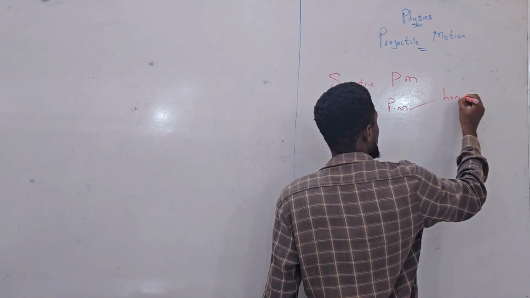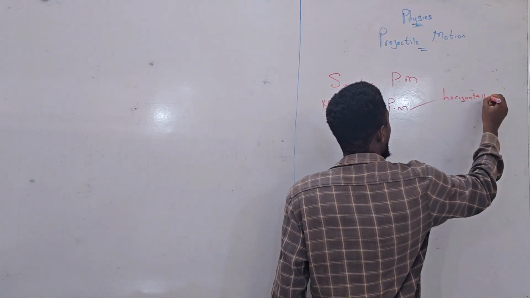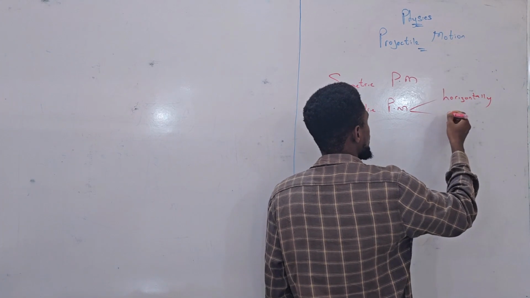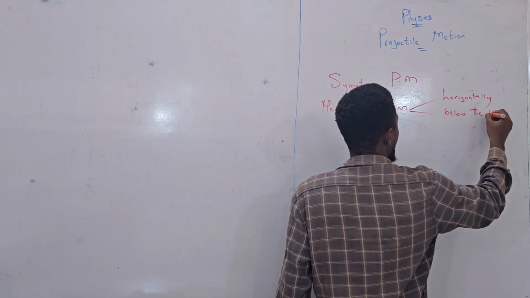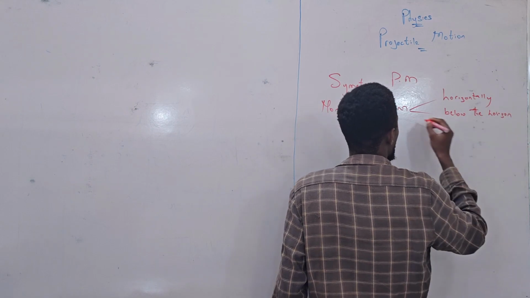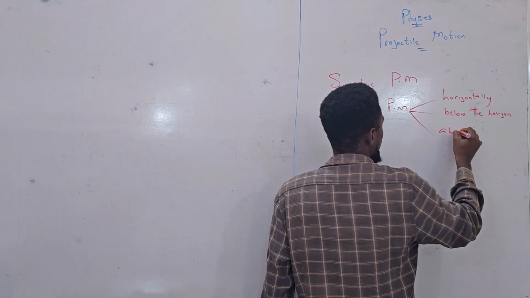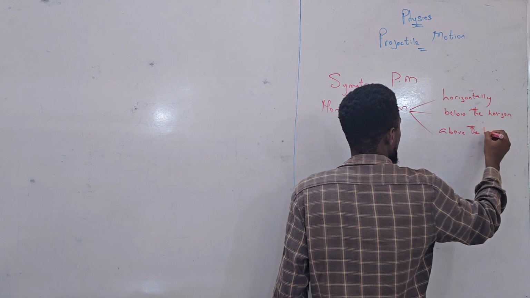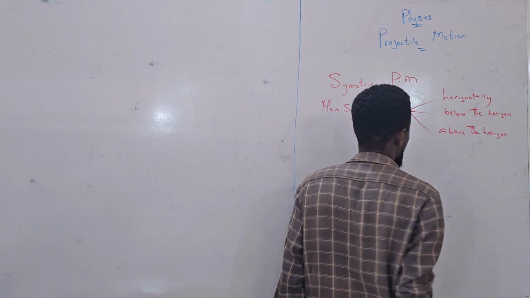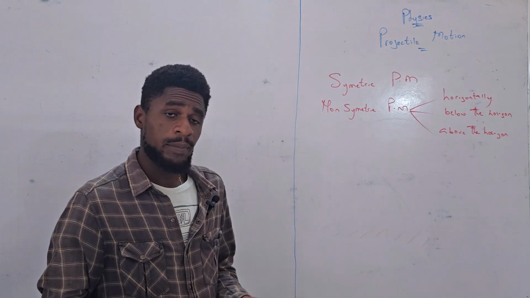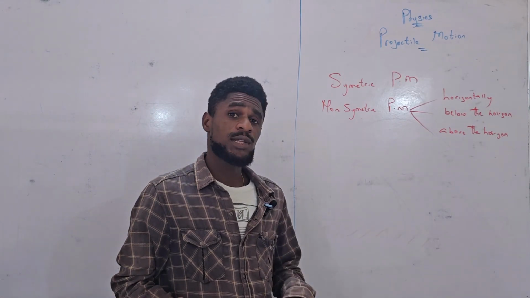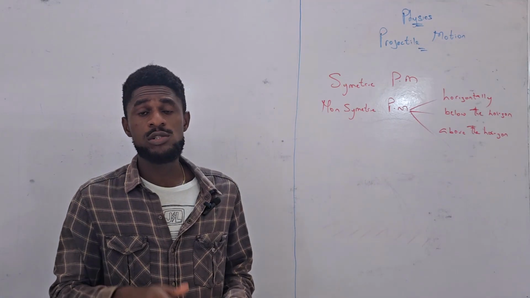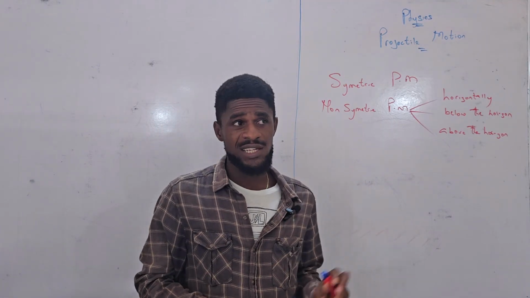When we throw something horizontally, when we throw something below the horizon, and then when we throw something above the horizon. So we're going to be looking at these two main types, or if you want to count individually, the four types of projectile motion, and we're going to be deriving each of the equations that are associated with them.